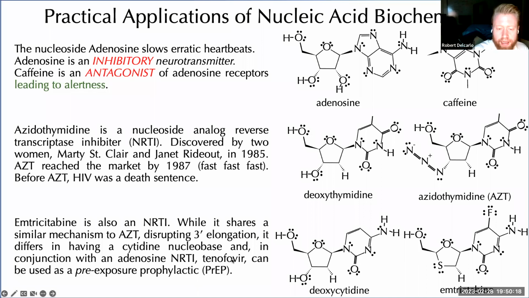So in combination with another nucleoside reverse transcriptase inhibitor called tenofovir, emtricitabine and tenofovir are used as pre-exposure prophylactics, such that patients who are receiving this treatment are essentially protected from contracting HIV. And if they have HIV, they're essentially protected from disseminating the virus. So this is where the phrase undetectable means untransmittable.